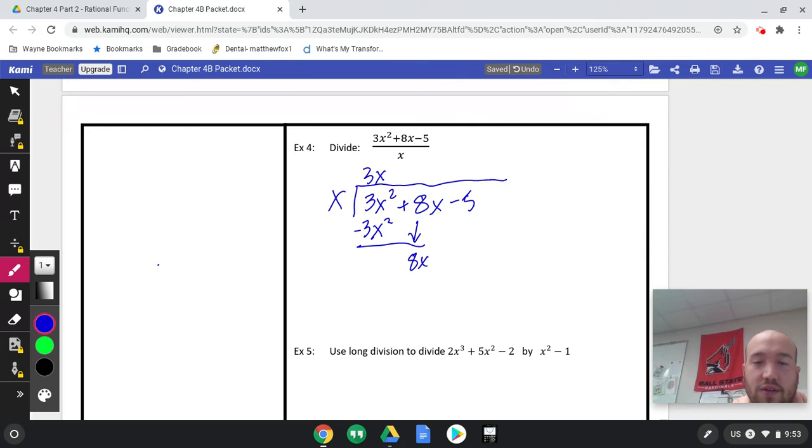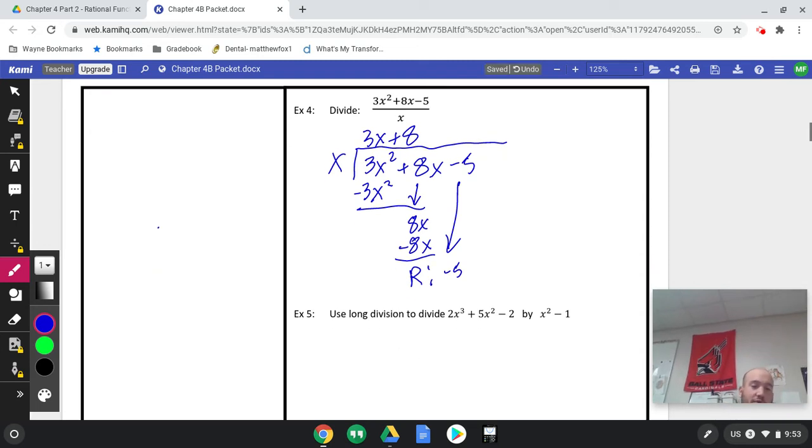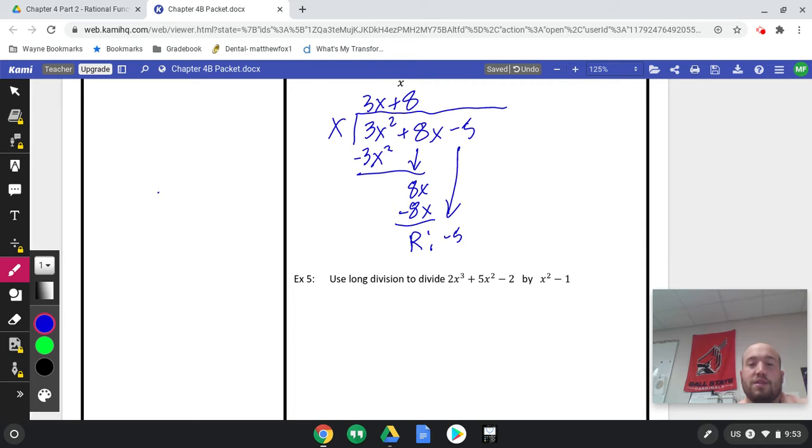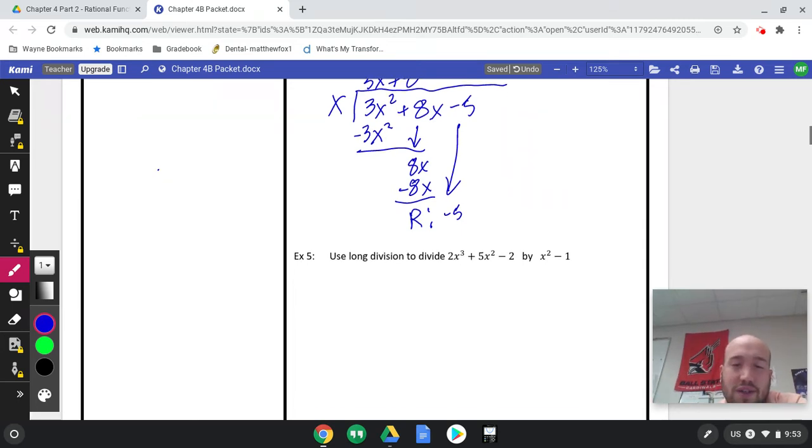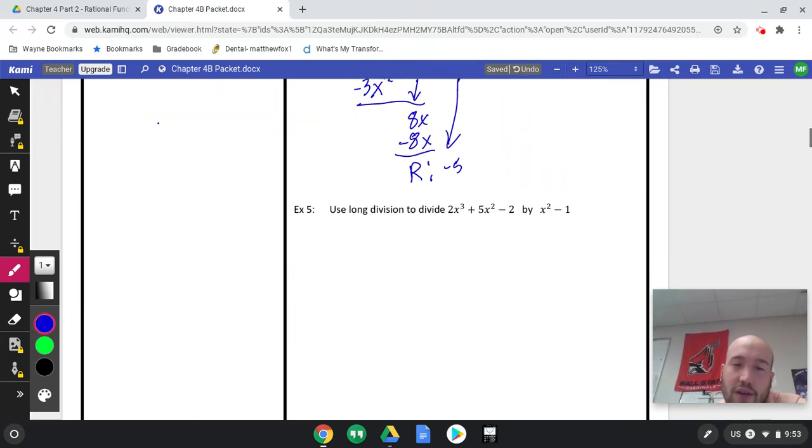Now we have an 8x. So times positive 8 gives us 8x. Got to subtract it. We get 0, but this comes down. We have negative 5, and that is our remainder. And remember, if you want to check it, you can. I'm not requiring you check them all, but sometimes maybe if you're a little confused, did I do it right? Just double check it, make sure.